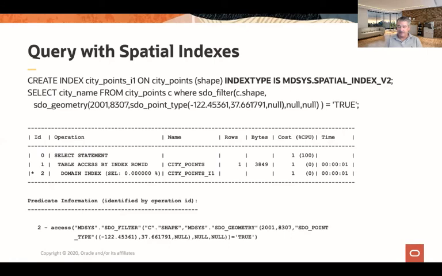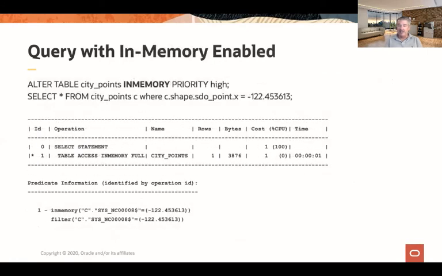But the other part of this is that we could populate our city points table in the column store. So in this case, I've enabled the city points table to be in memory. I've populated that, and now I'm going to run a query that accesses a point. I'm going to look for one of the cities in the city points example based on an X coordinate. And we see that we access that table in memory, table access in memory full. So we're accessing the city points table in memory.